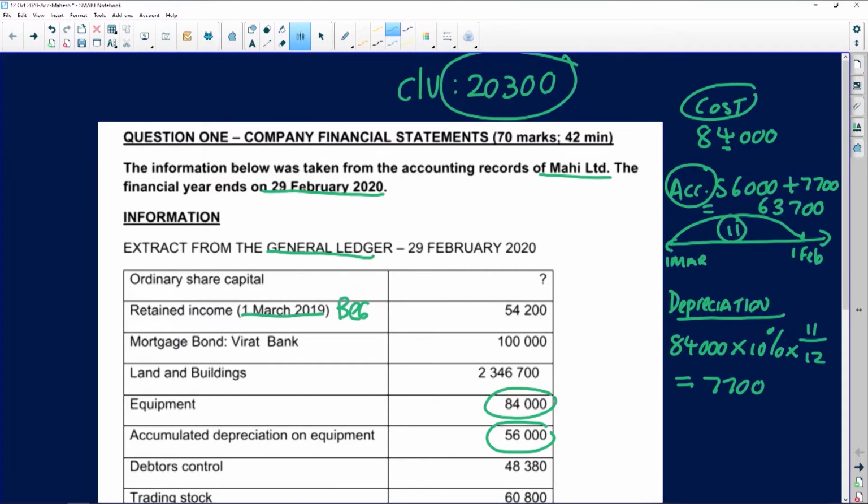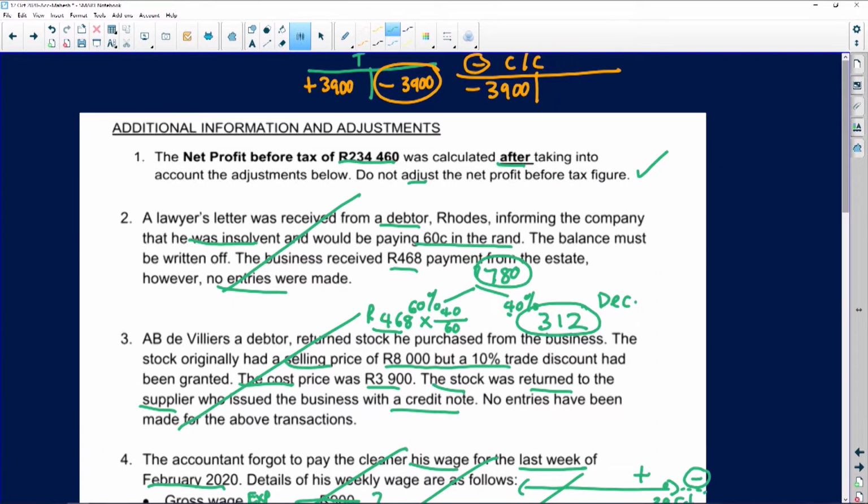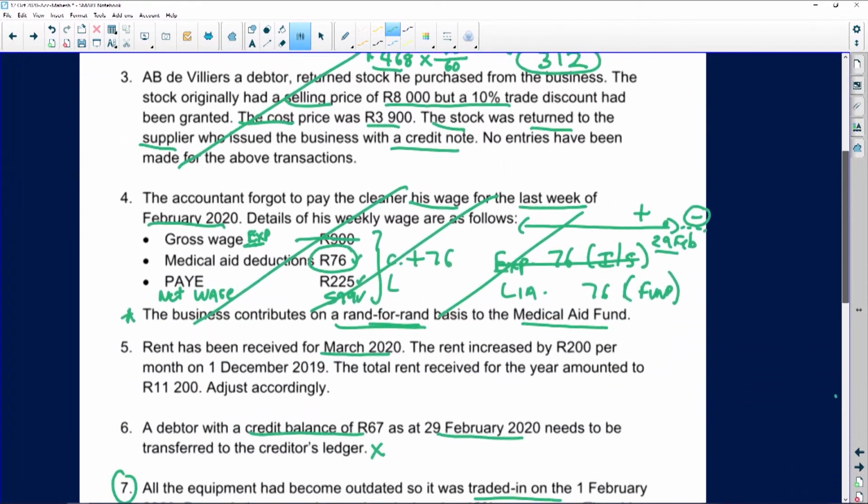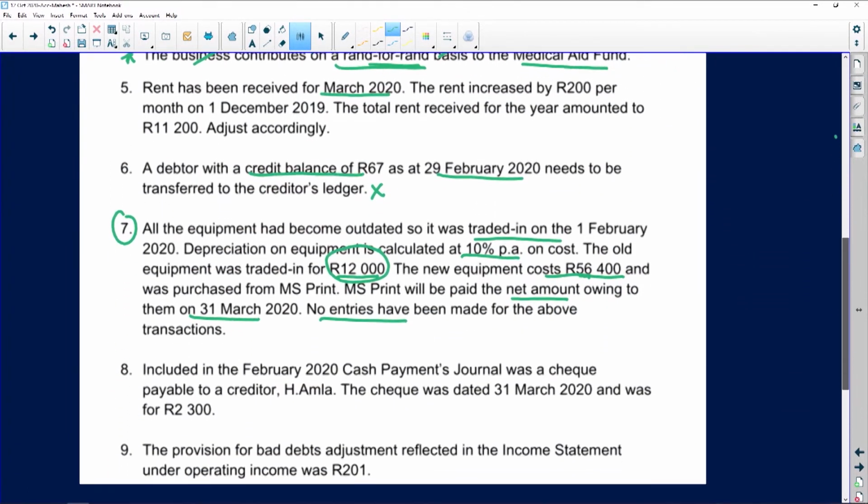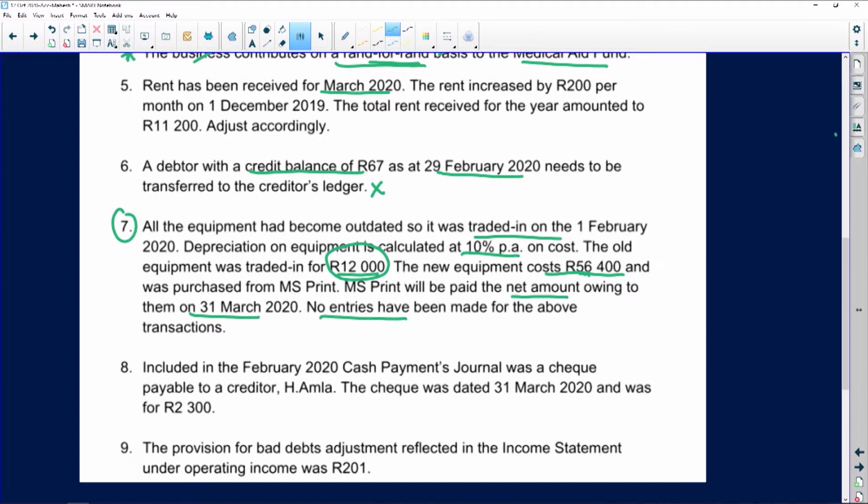Right, so going back to last week's question, remember we were looking at the financial records of Mahi Limited for the financial year end 29th of February 2020. Let's move to the next page, and we stopped at adjustment number 7.